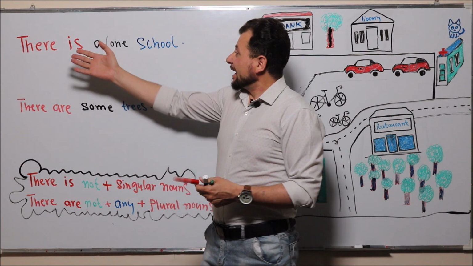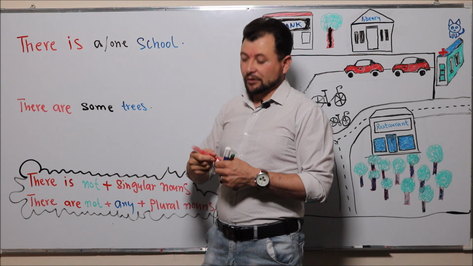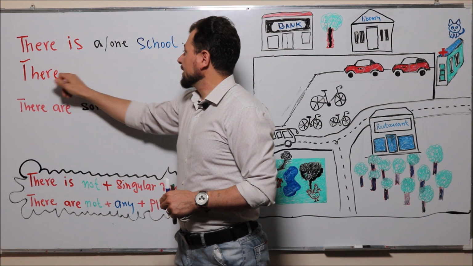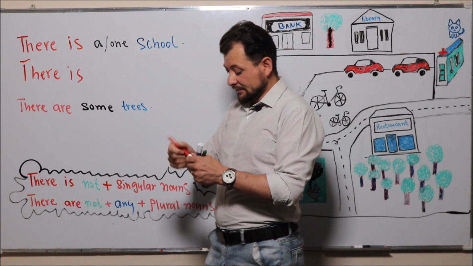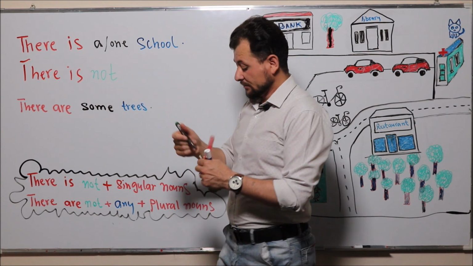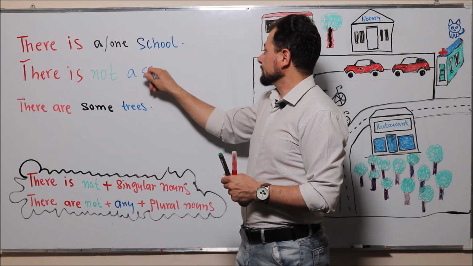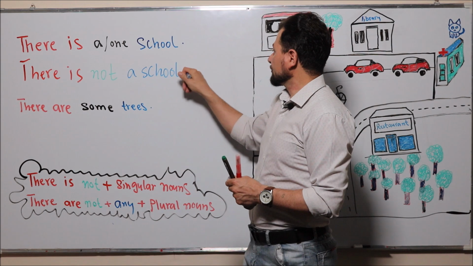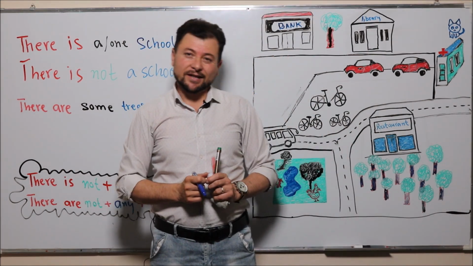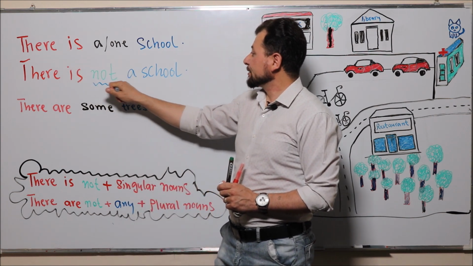So if I change it to the negative, I add not after the to be verb. So I say there is not a school, or one school. So if you look at the picture, there is not a school in this picture. So after the to be verb, I add not.